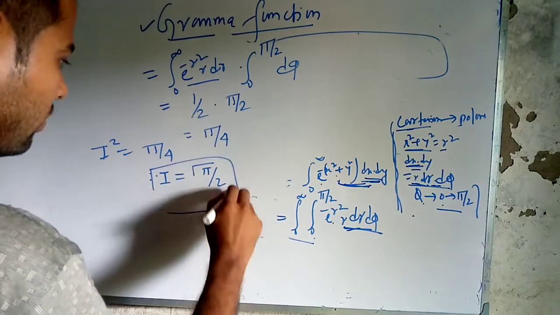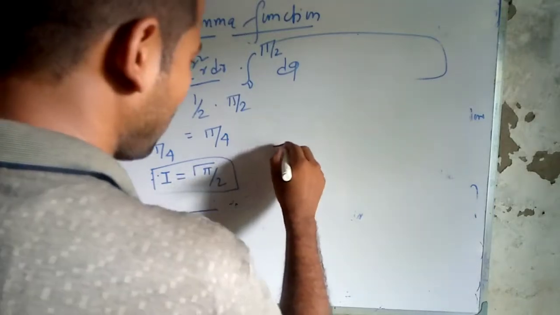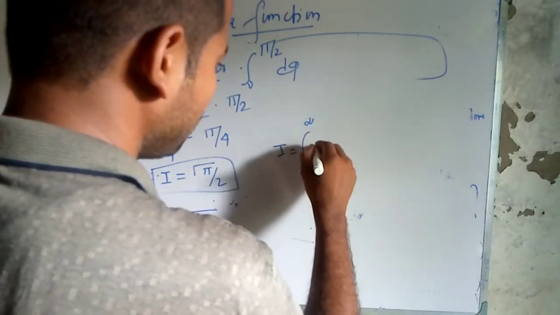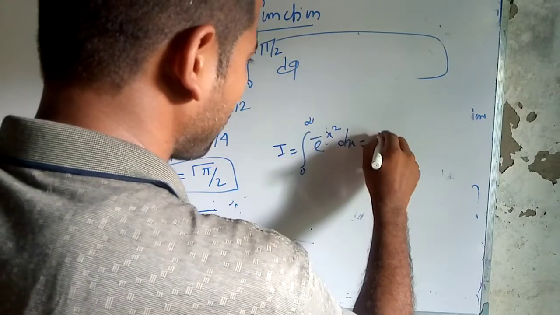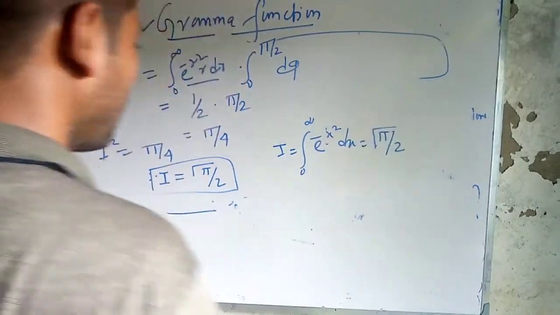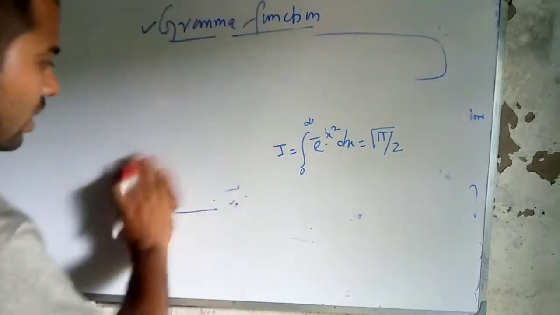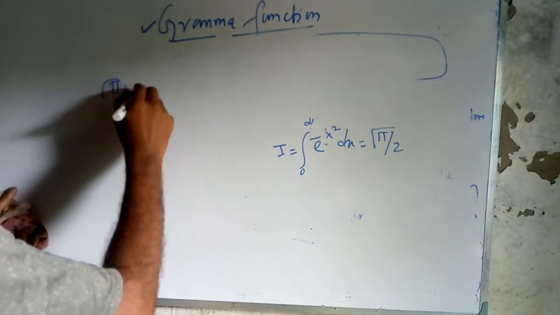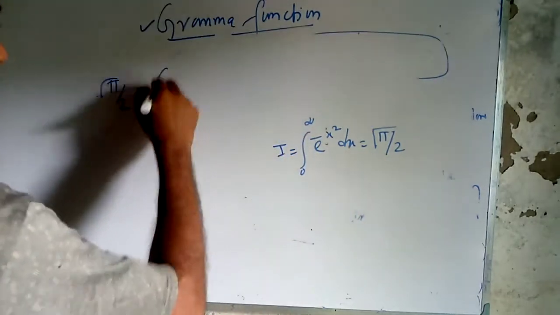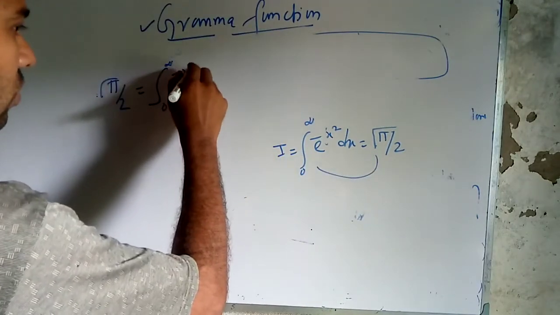So the value of the integral from 0 to infinity of e to the minus x square dx is root pi by 2. Another very important point to calculate the gamma function: root pi by 2 can be written as the integral from 0 to infinity of e to the minus x square dx.